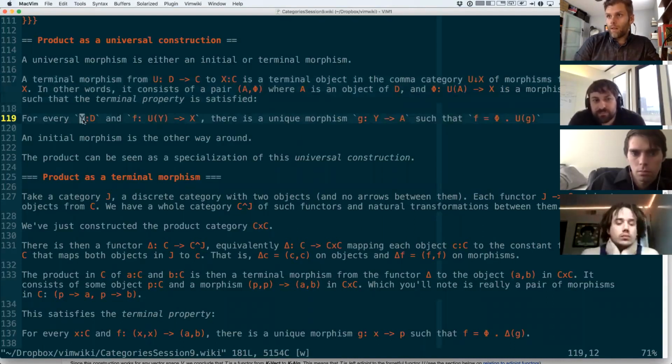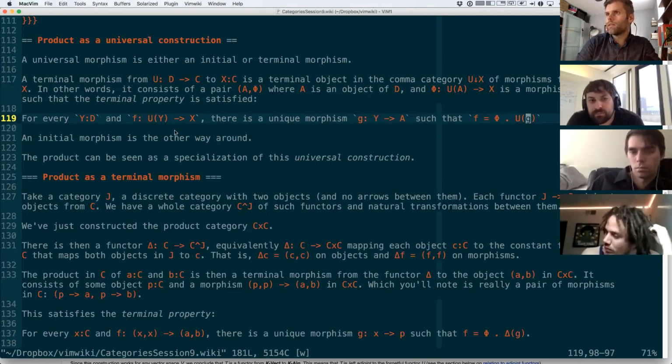It says that for every other object Y in D, and every f from U of Y to our object X, there is a unique morphism g from Y to A in D that makes that diagram commute, such that going f is the same as going phi and then U of g. That is, phi is a common factor of U of g and f, right?